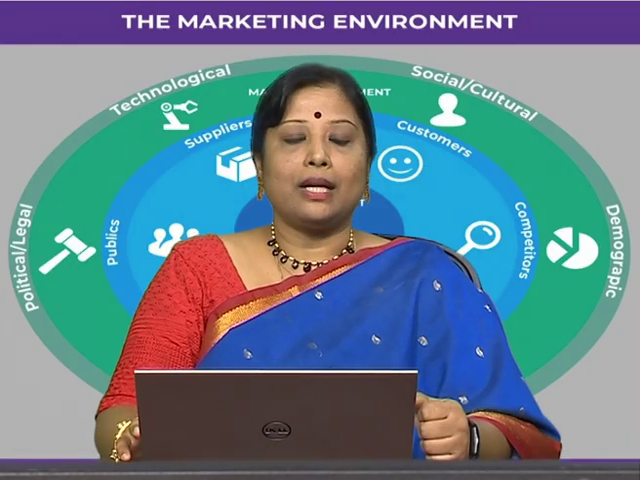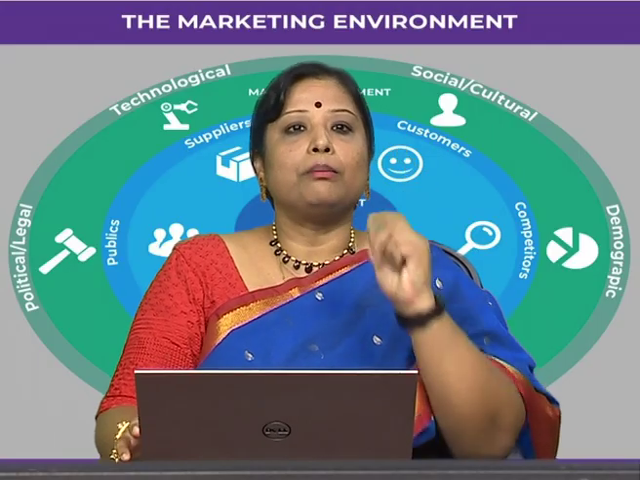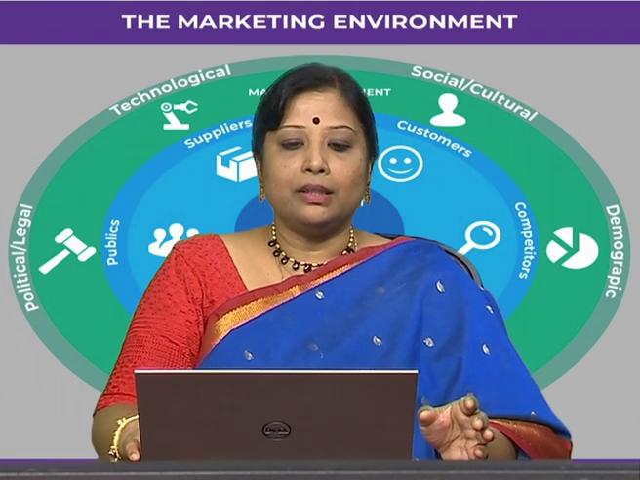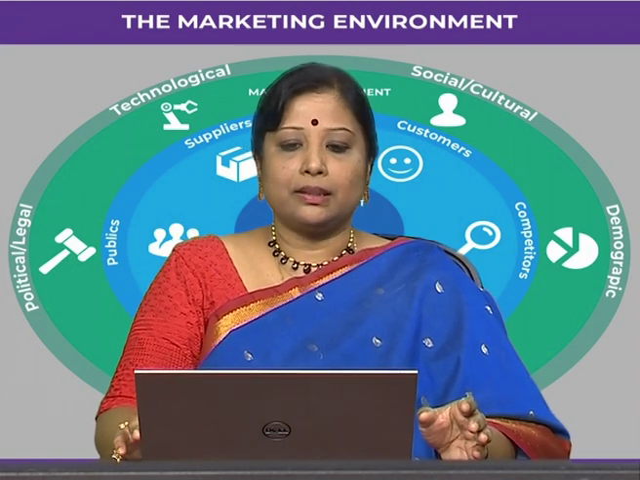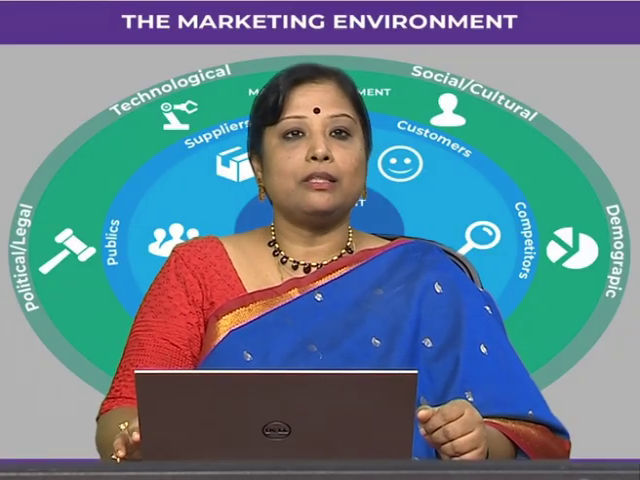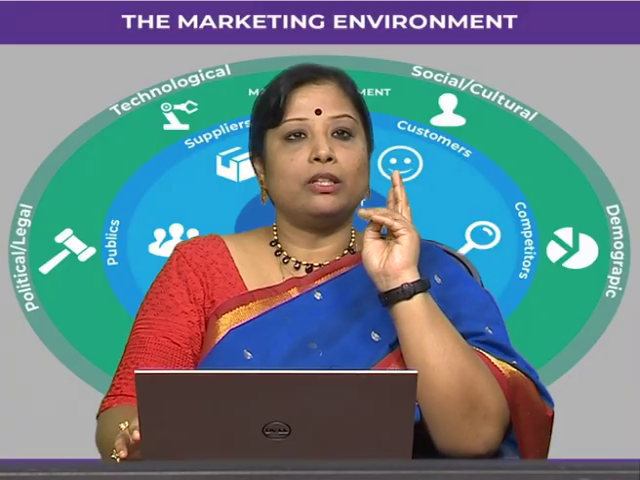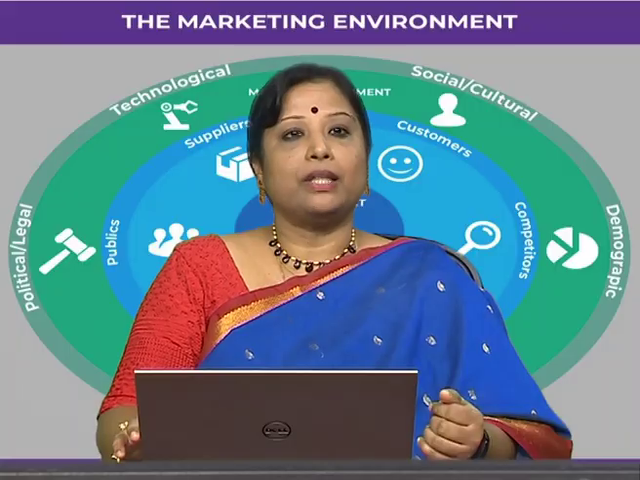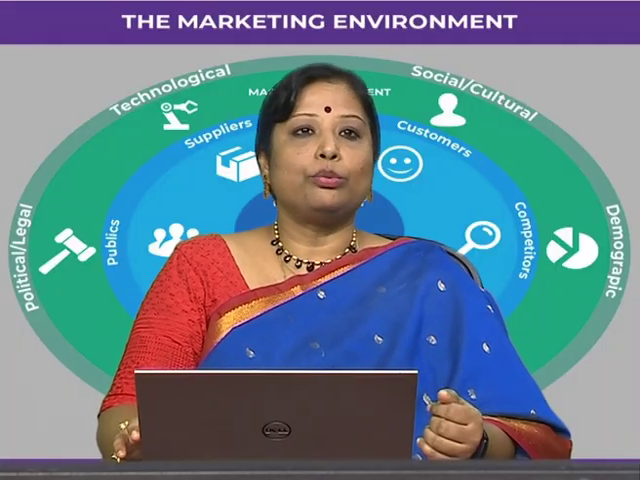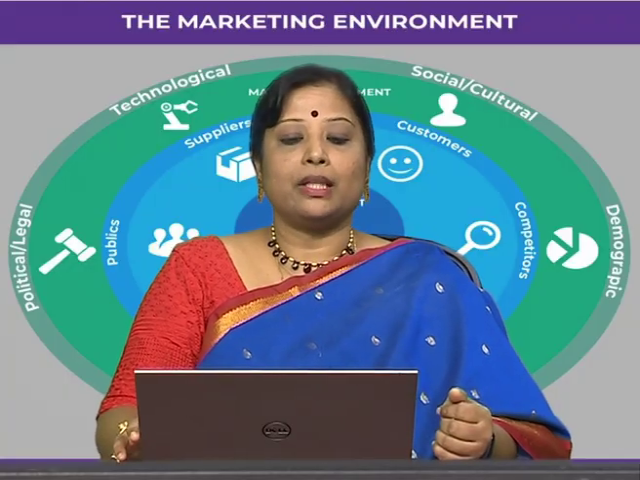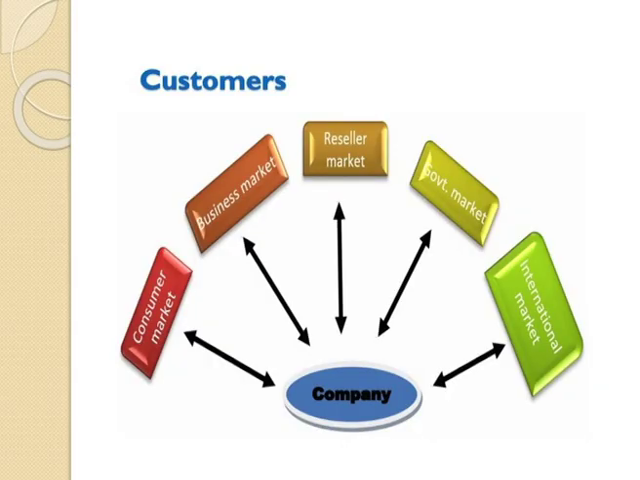So, my dear students, as of now we have learnt 3 micro environmental factors. The first one was the company, then we have learnt about the suppliers. Third one we have learnt is market intermediaries. Under market intermediaries, we have learnt resellers, physical distribution firms, market service agencies, and the last one, financial intermediaries. Now, my dear students, let us go to the fourth factor in the micro environmental factors, which is the customer. Customers can be divided into different types, my dear students.